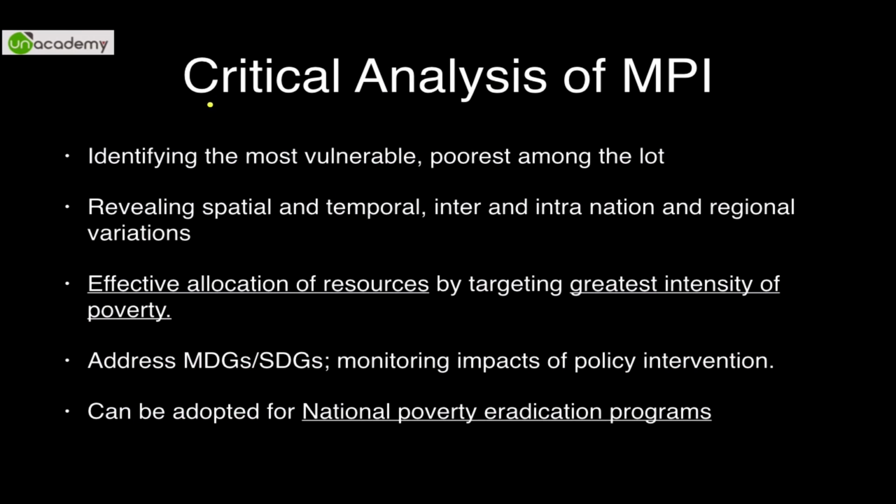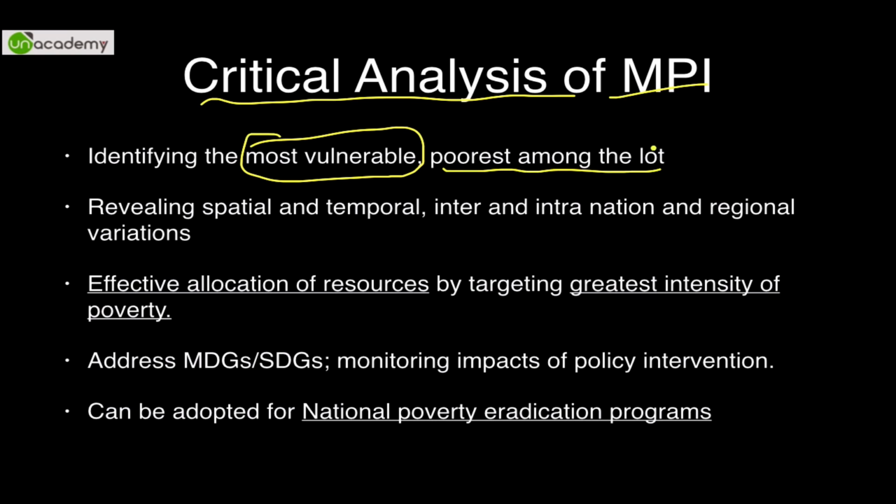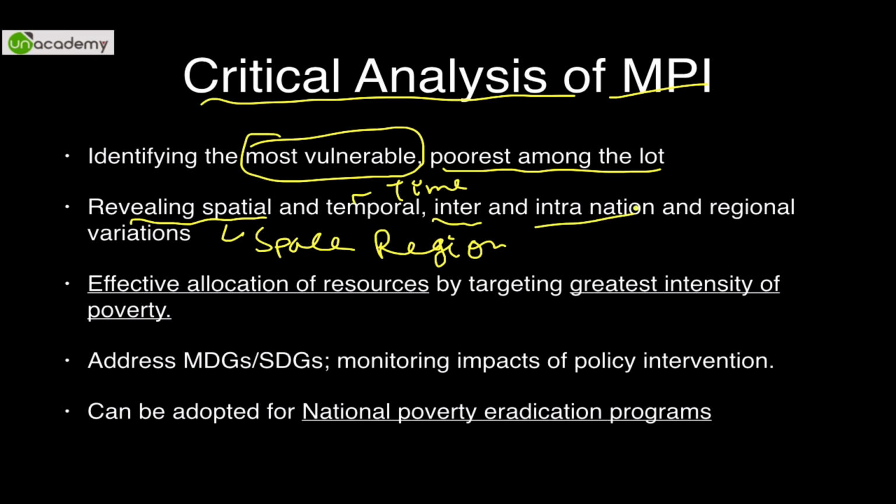So finally, critical analysis of MPI, there are lots of advantages. It identifies the most vulnerable, the poorest of the poor among the entire lot. It reveals spatial, means according to the space, that is region. Temporal means time, that is, it varies with time and space. Inter and intra nation, that is between nations and within a nation, for example Bangladesh versus India, or UP versus Rajasthan. And regional variation, for example districts in UP or Marathwada region versus the western Maharashtra region. Is that understood? So it can give you a lot of data.